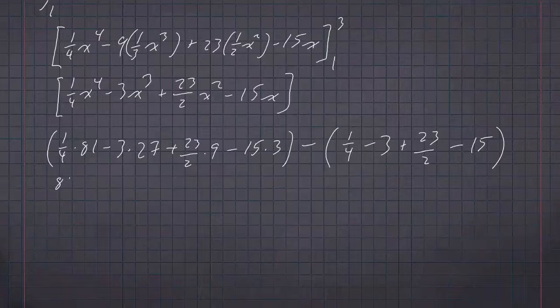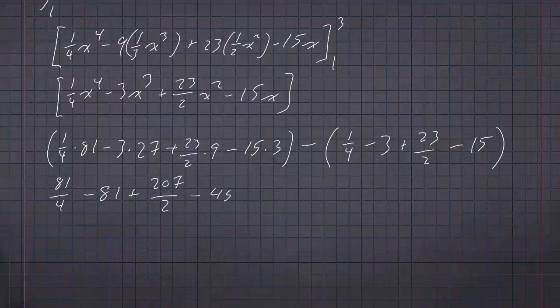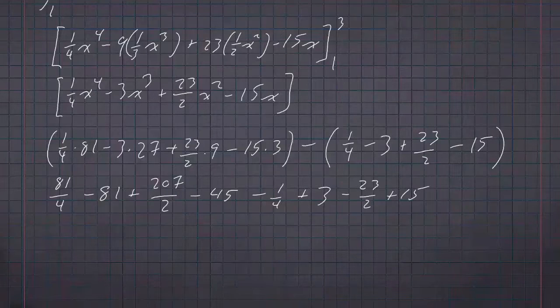So we've got 81 over 4. We've got minus 81. Let's see, 23 times 9 is going to be 207. 15 times 3 is 45. Then distributing this minus, that's minus 1/4. Minus a minus is plus 3, minus 23 over 2, and plus 15.